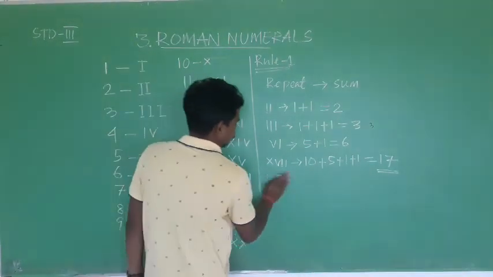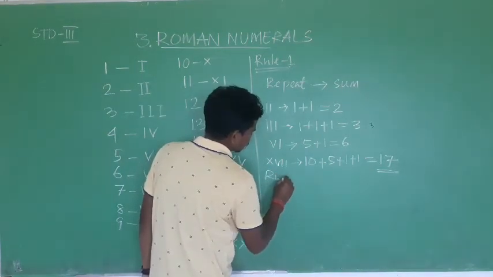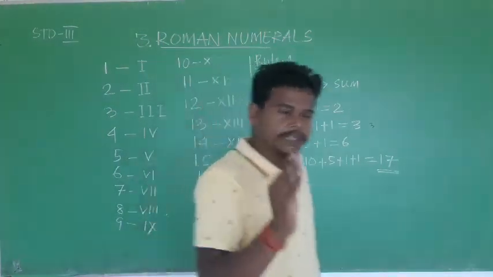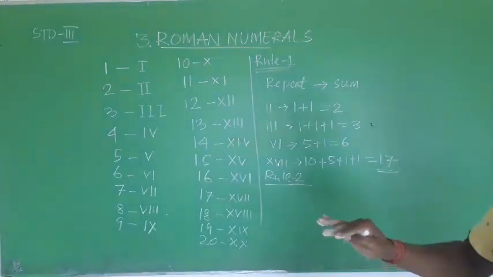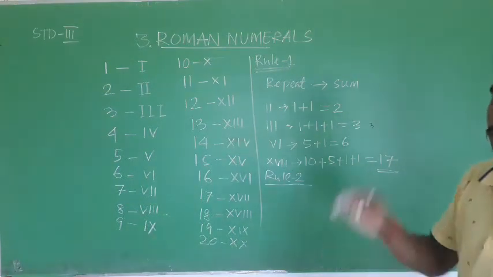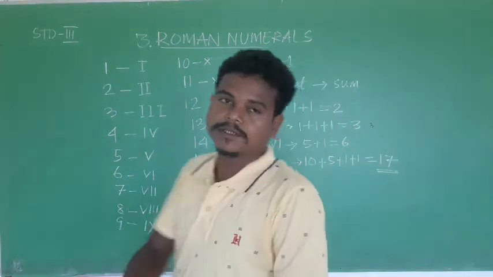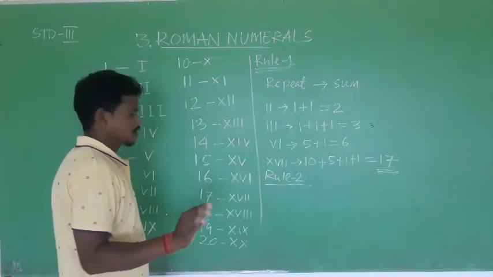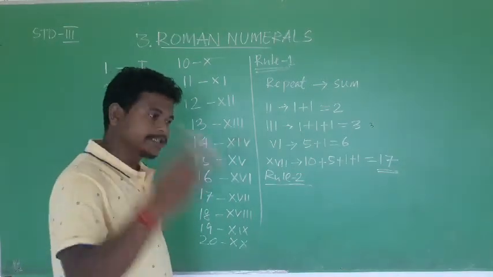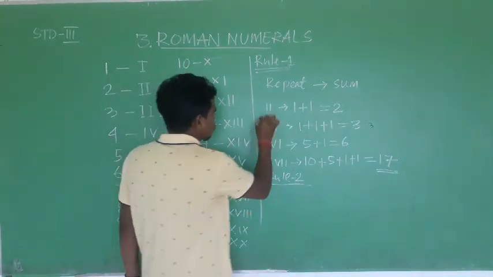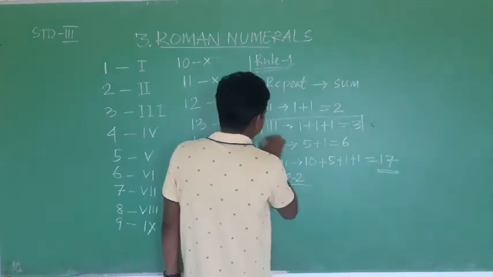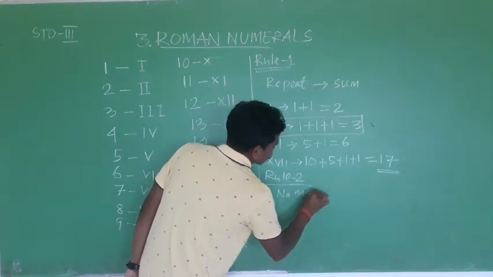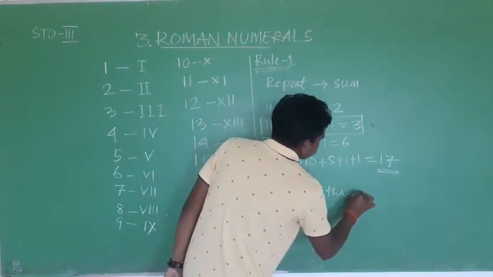Rule number 2 says no particular numeral can be repeated more than 3 times, or no particular numeral comes more than 3 times. Okay, no particular numeral can come more than 3 times.